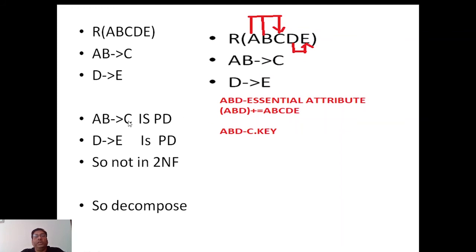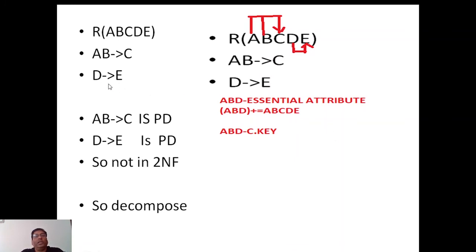So see over here, C is dependent on AB. What is our candidate key? ABD. But C is dependent only on AB and not on ABD. So it is called partial dependency. If there exists a partial dependency, at least once, in one of the cases, then you can say your relation is not in second normal form.